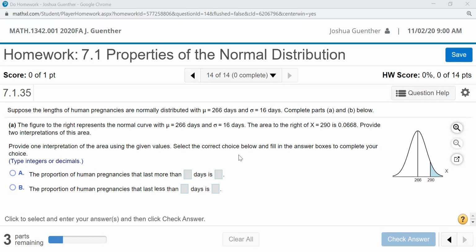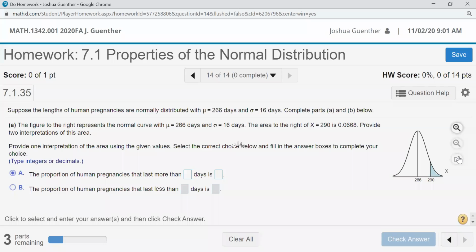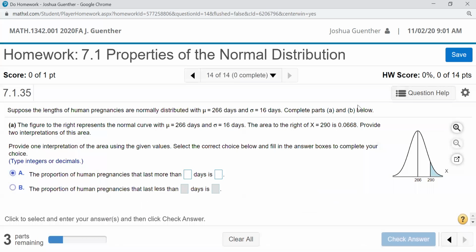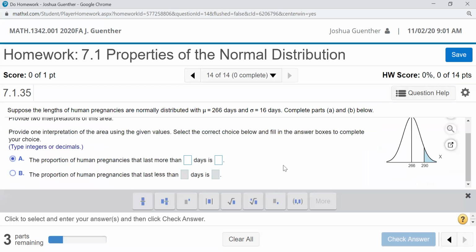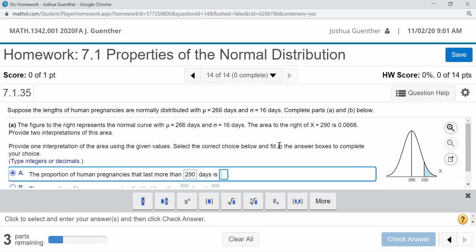So provide one interpretation of the area using the following values. The area to the right of 290 is 0.0668. So what we can say, since it's the area to the right, we're talking about 290 here, this area to the right of it is the area above it. So the proportion of human pregnancies that will last more than 290 days is 0.0668.